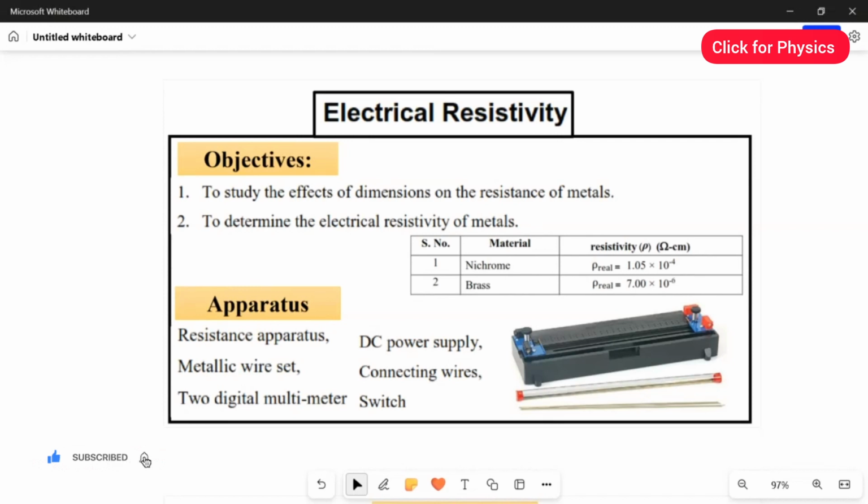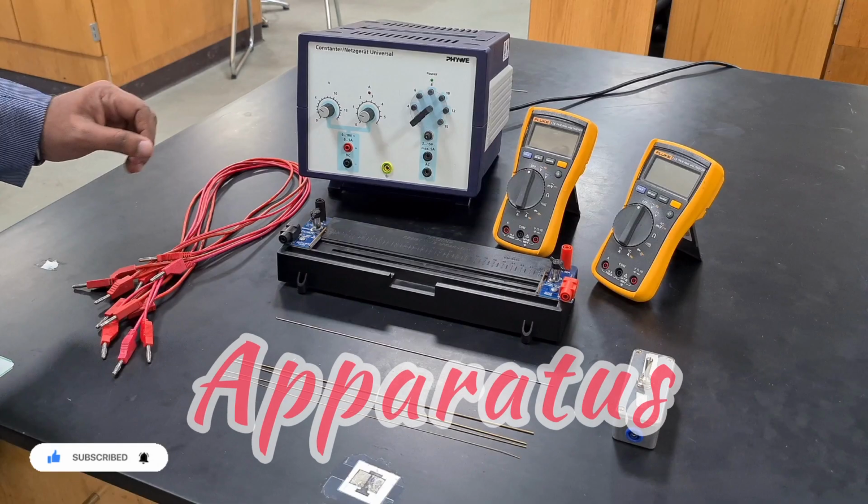The apparatus we are going to use in this experiment are a resistance apparatus, metallic wire set, two digital multimeters, DC power supply, connecting wires, and key. And I am going to show you the video to show all these apparatus.